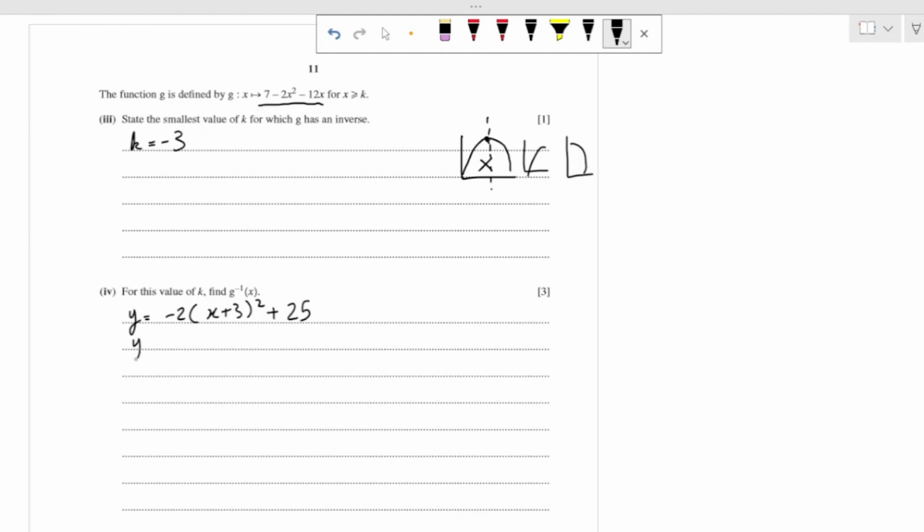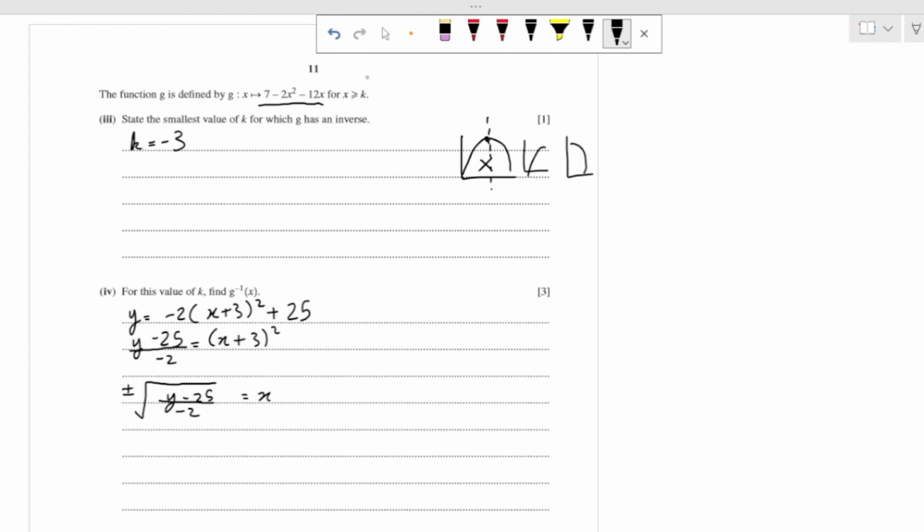So now when we make x the subject, we get (y minus 25) over minus 2, and on this side we'll have (x plus 3) whole squared. And now when we take this square to the other side, it will become a root. Root of (y minus 25) over minus 2 is equal to x plus 3, and plus and minus always comes with the roots. But for this question, you would have to carefully look at whether the minus or the plus is applicable. How can you do that? By substituting in the values for g inverse x.